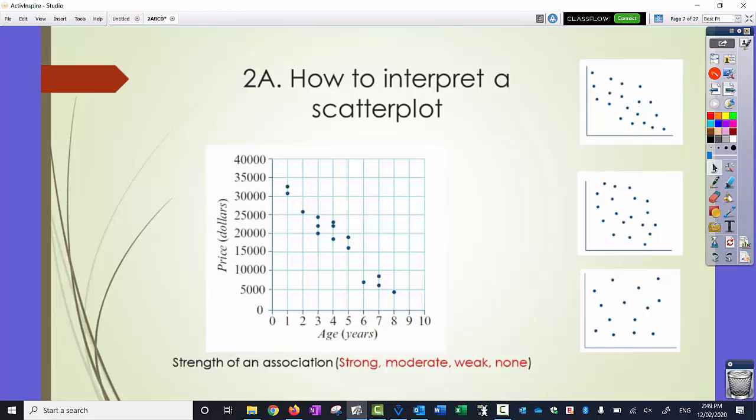Strength. This gets a bit more dubious. Strength of an association means how tightly the dots are forming that pattern. Now you can see that these are all doing it differently. I've written down strong, moderate, weak, or none, which more or less corresponds to this one, this one, this one, and this one. None is no problem. Strong is probably not a problem. You can also have another one which is perfect, which would be when the dots are in a complete straight line.